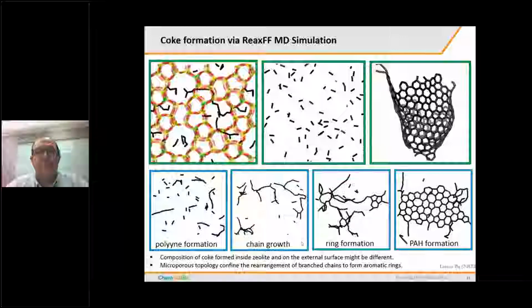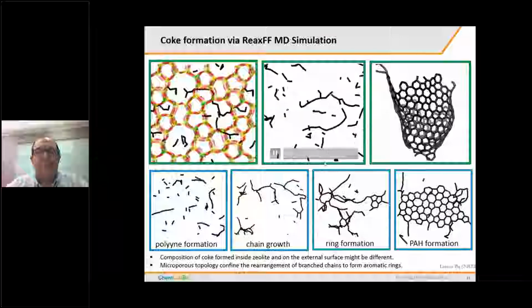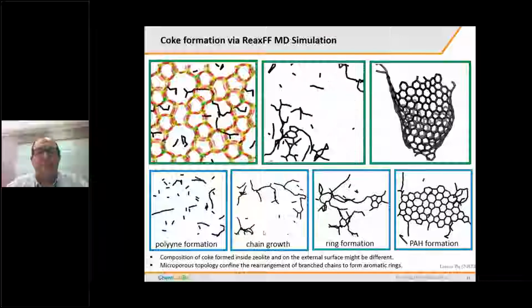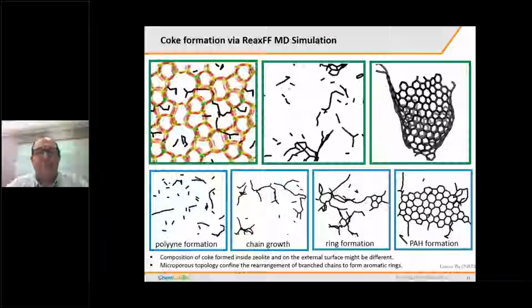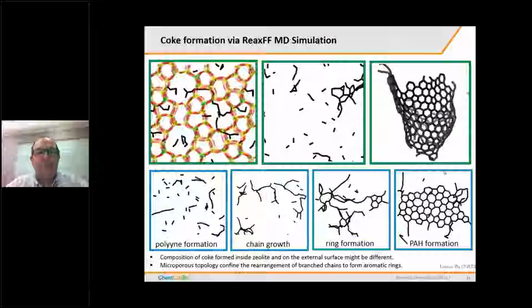So we are thinking to move on to the external surface here, and this is a very preliminary result. I'm just showing you in the gas phase how they can form from chain growth and then ring formation, and then PAH formation here like this.